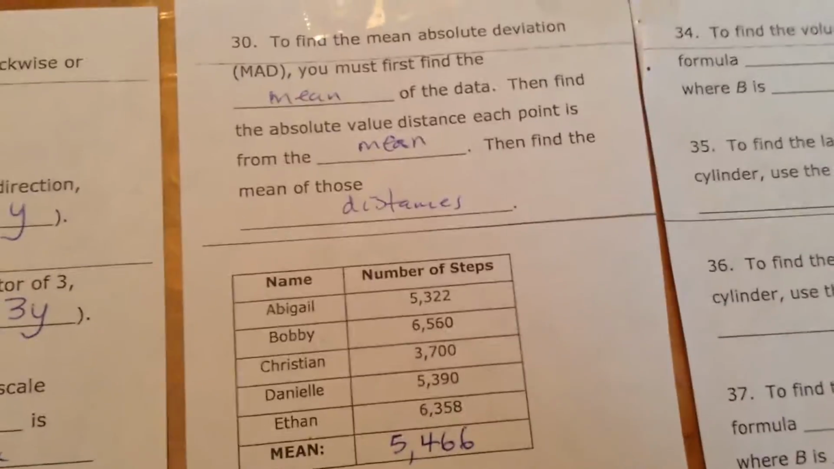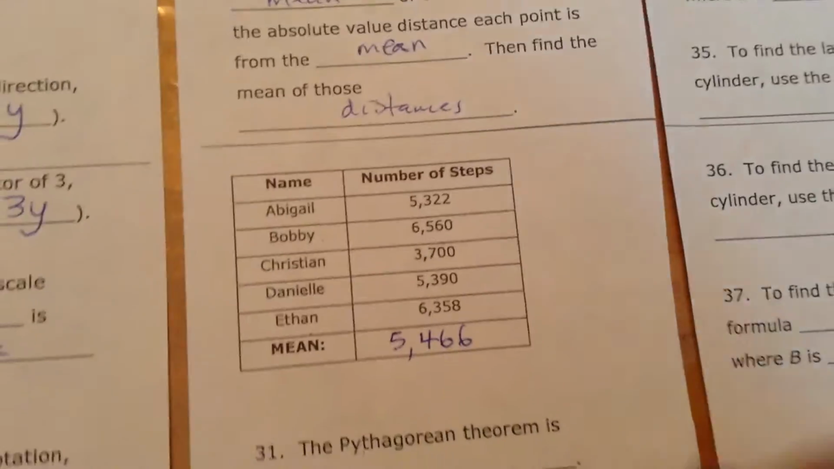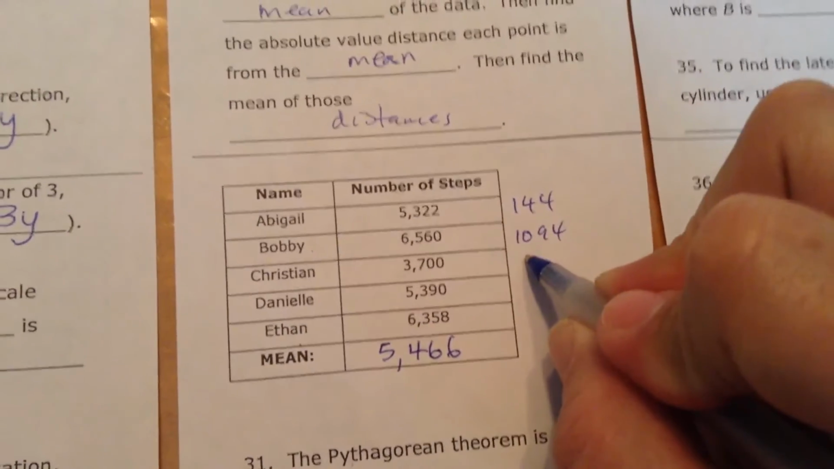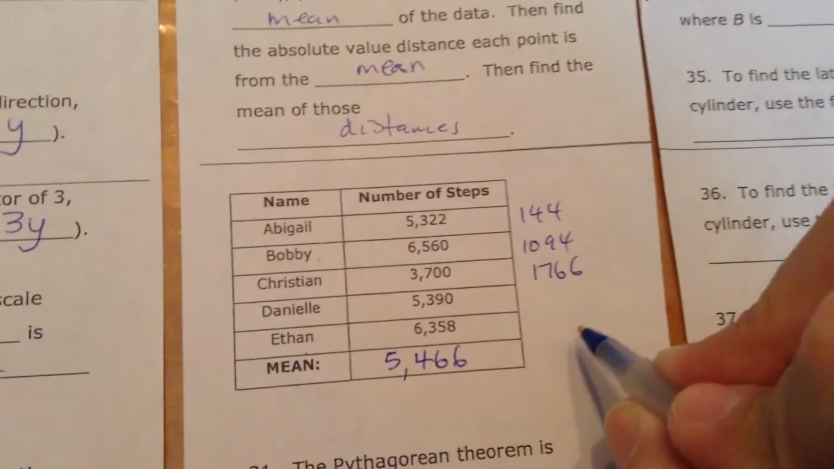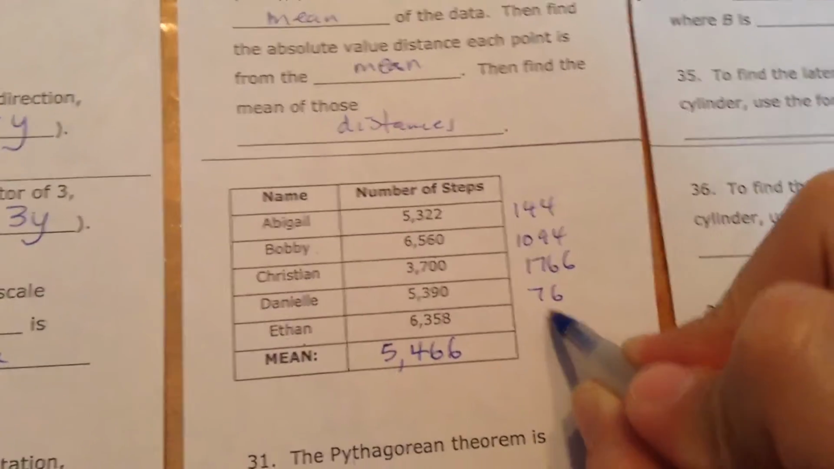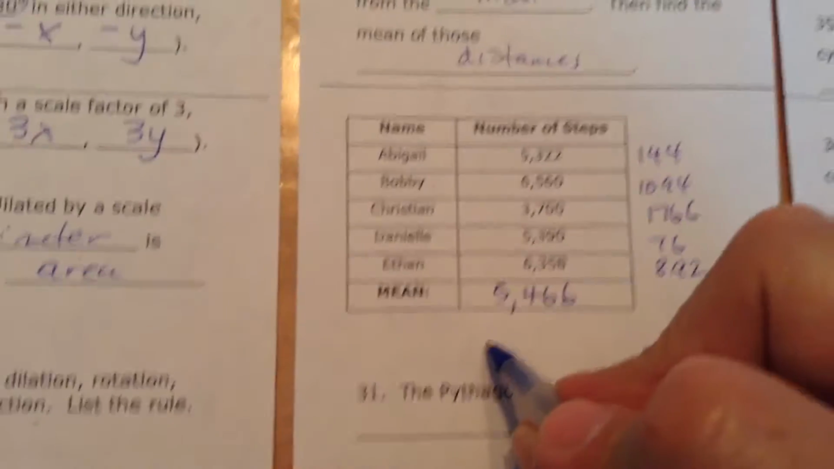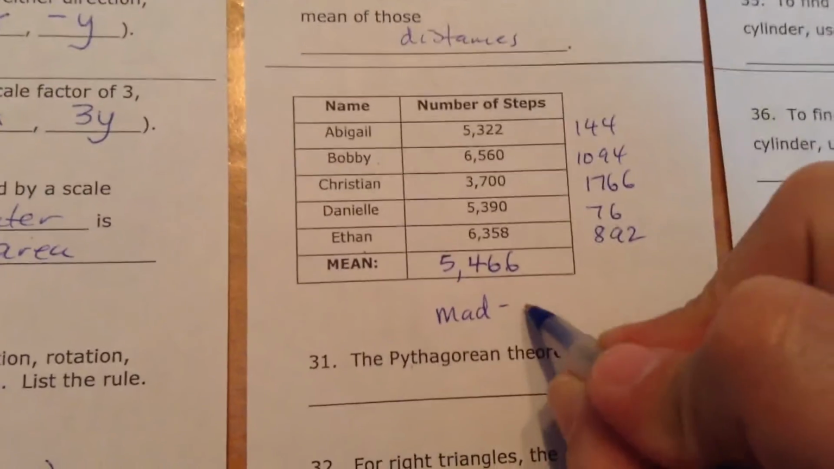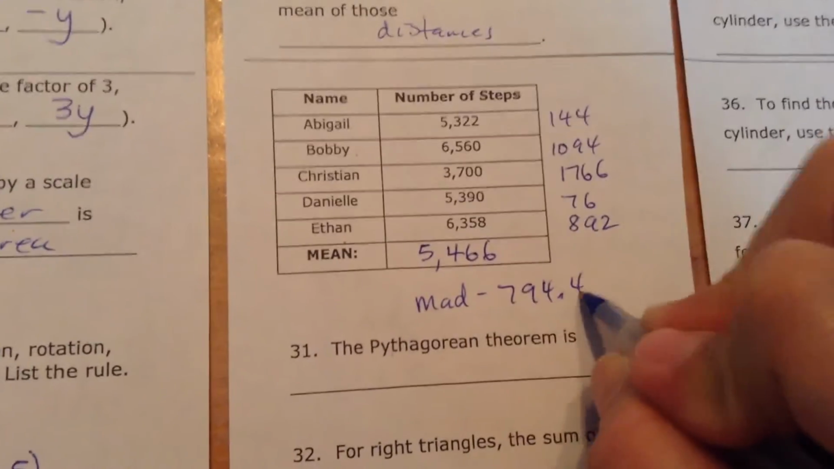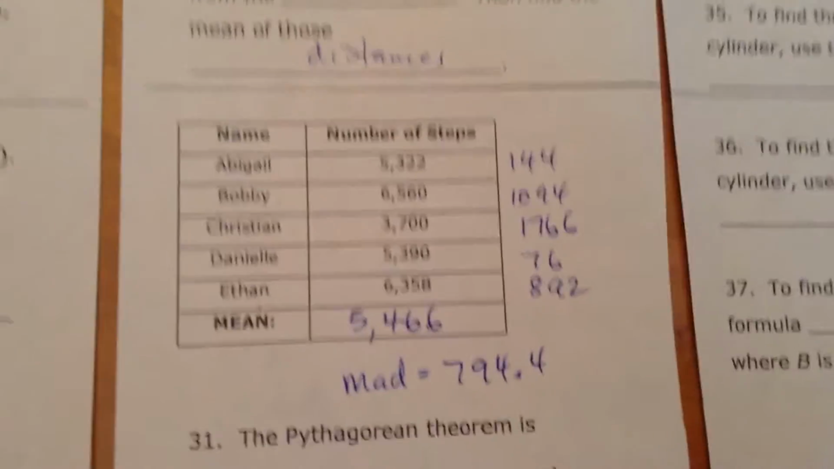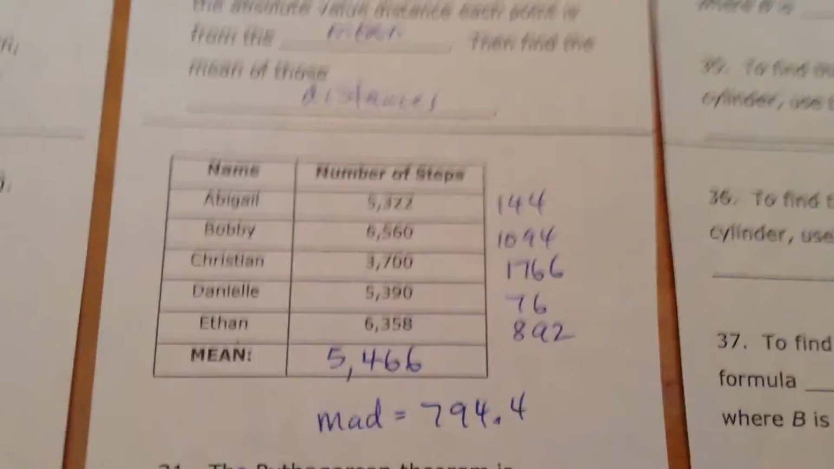Okay, so for this one, the mean, let me just do this real quick in my head, 5,466. I know the answers. So this one is 144 away, this one's 1,094 away, this one's 1,766 away, this one's 76 away, and this one's 892 away. And then you take those five numbers and average them, you get a MAD of 794.4, which is a pretty large number for a MAD.